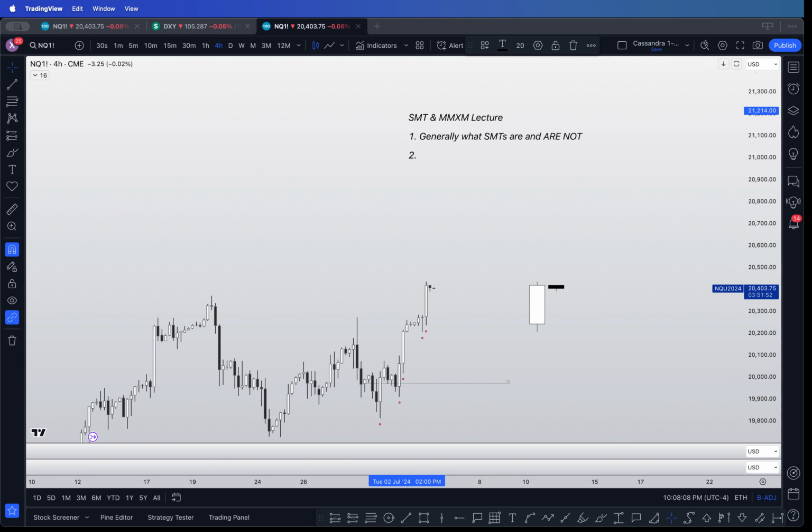Then we're going to talk about how to utilize SMTs. And then we're going to talk about highest probability SMTs in the market. And there's two types of SMTs. Can anyone put in the types of SMTs that you've heard me talk about in the chat?